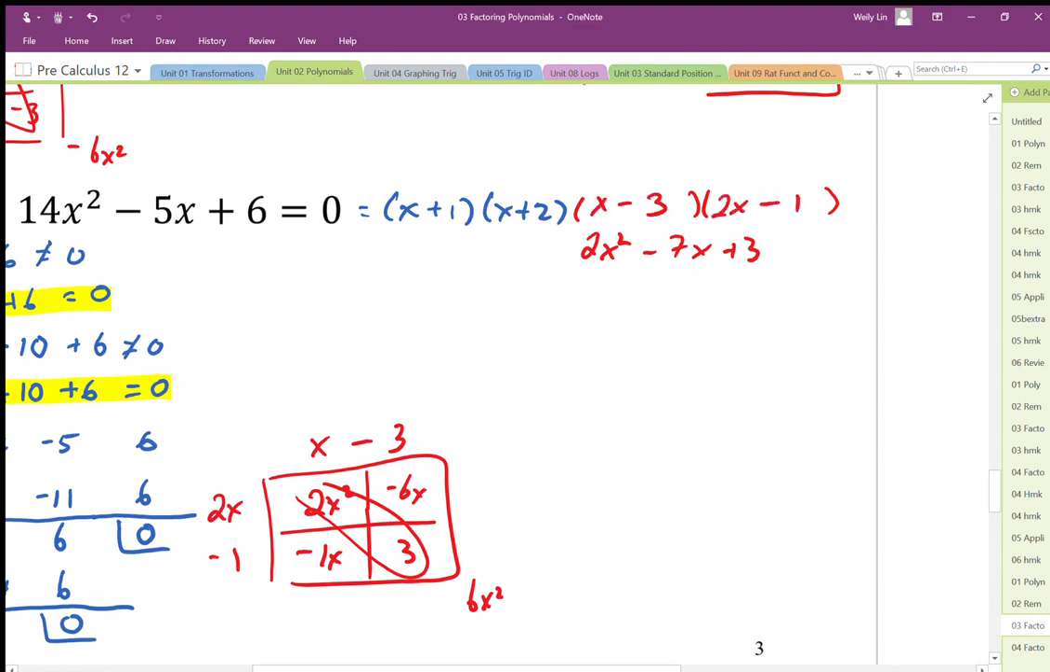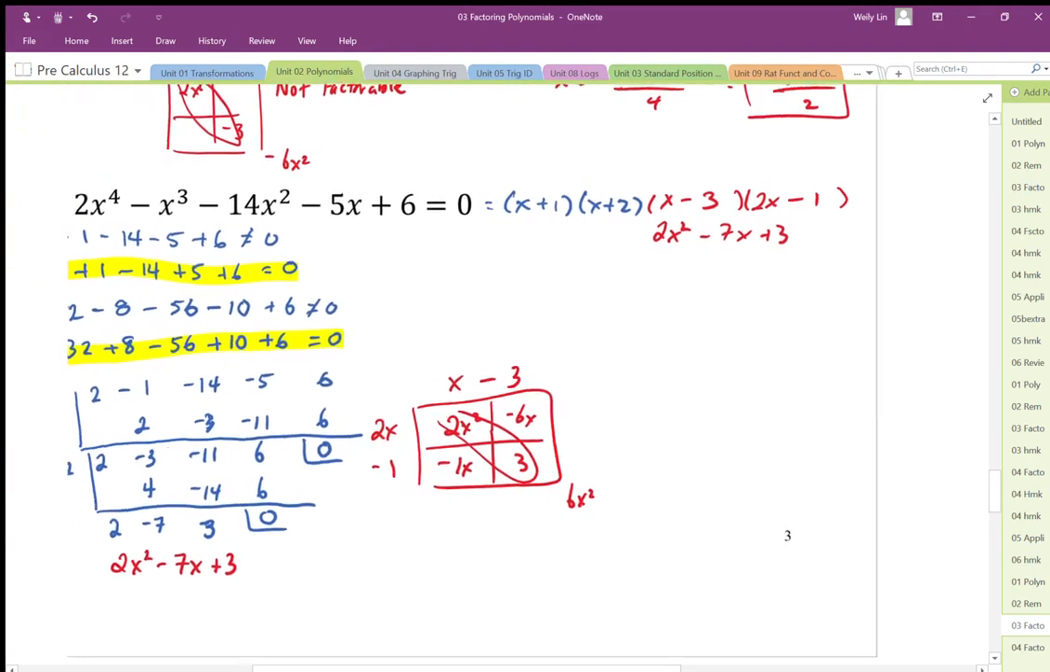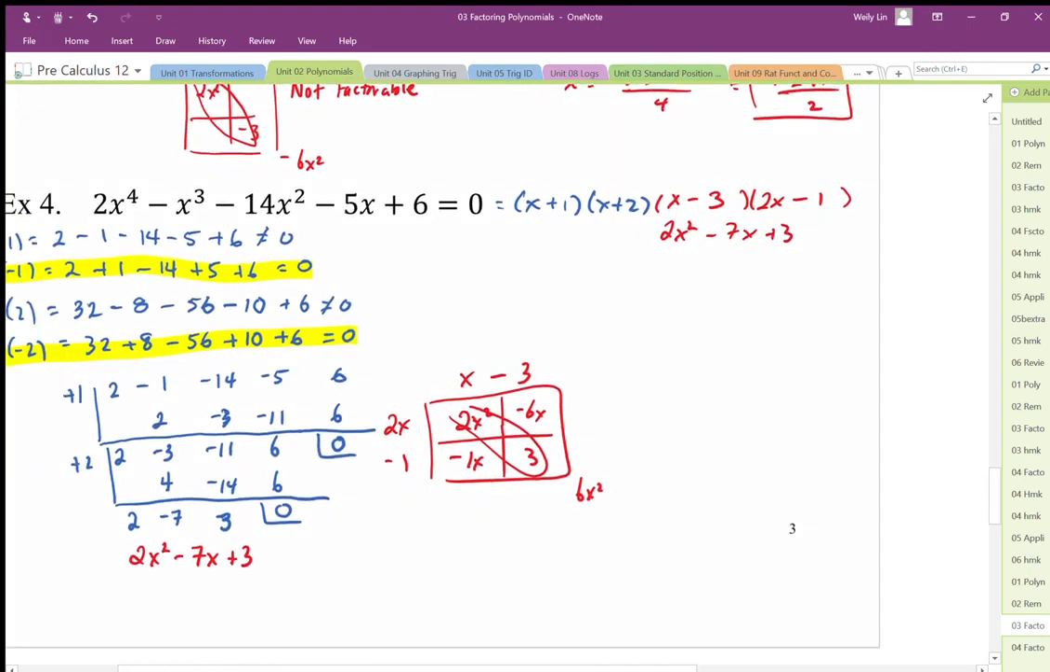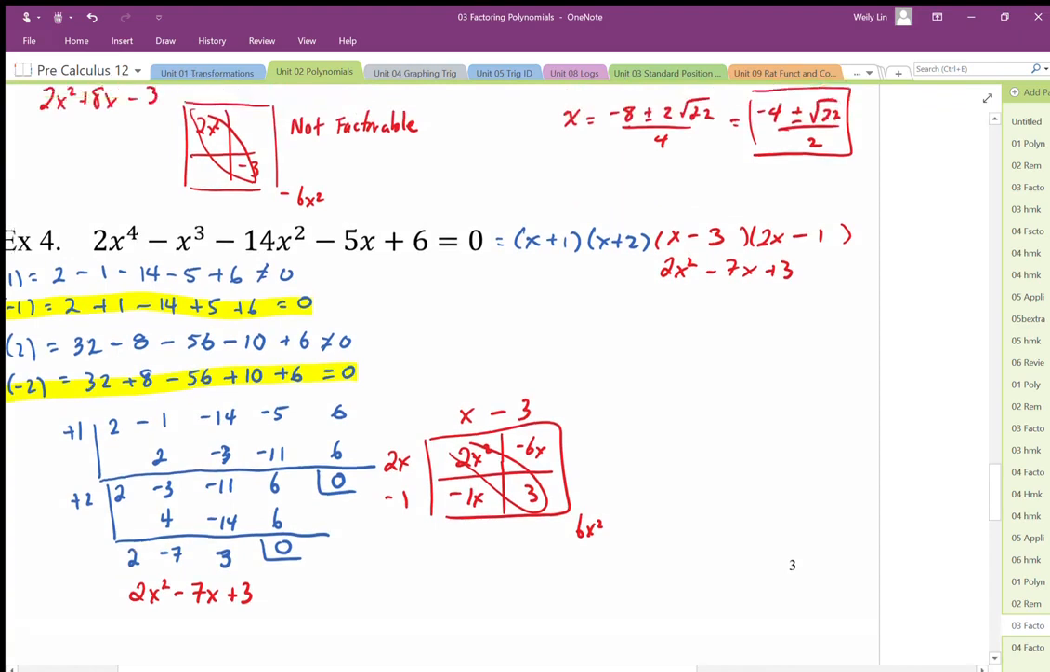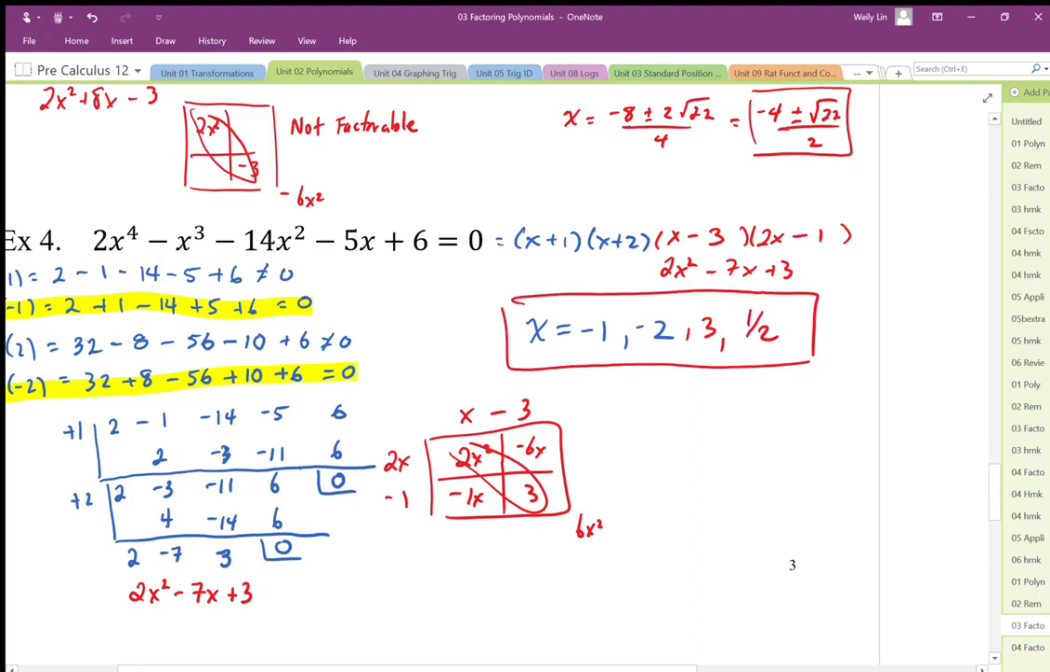So there it is. I've got it all factored. Now, I forget what the question was asking. Was it asking me to graph? Was it asking me to solve? This one's asking me to solve. So I'm not going to graph it. I'm going to get my solutions and make sure that I am clear that my solution to this question is x equals negative 1, negative 2, x equals 3, and positive 1/2. So these are the solutions to this equation.